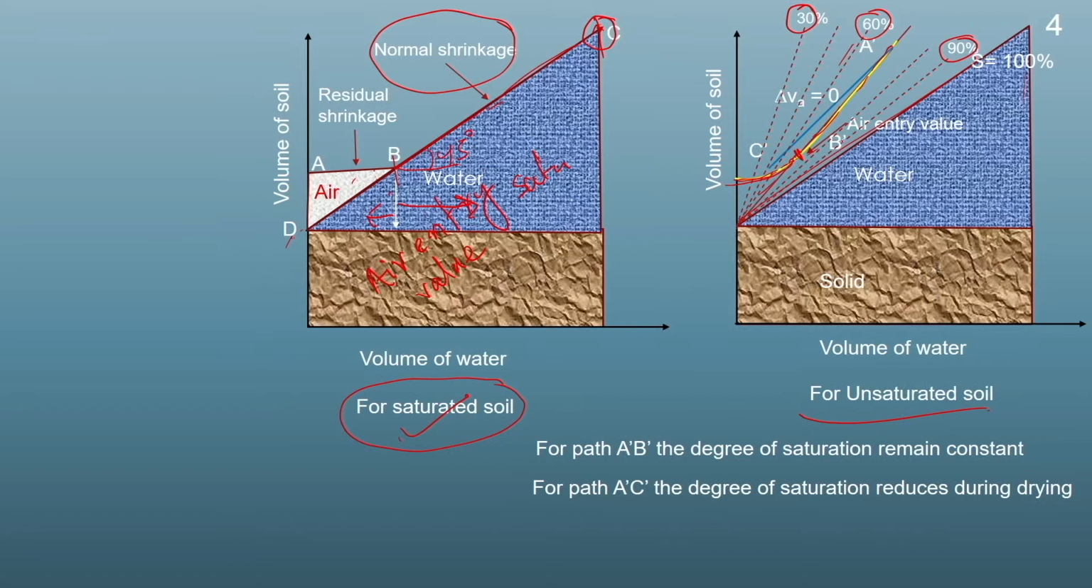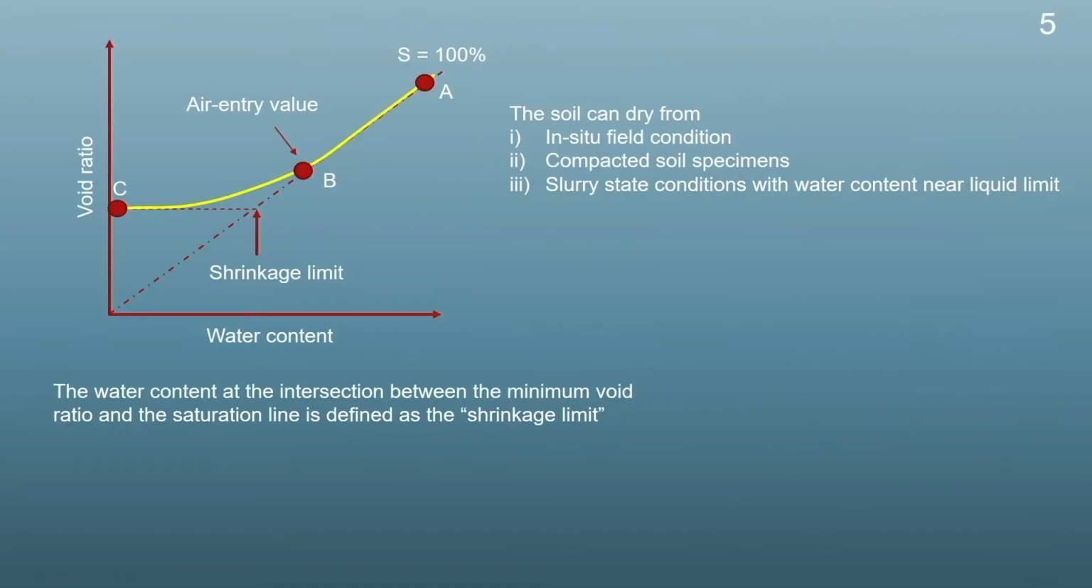So in this path, the unsaturation can take place in two ways. Path A dash and B dash will be obtained if we keep the degree of saturation constant throughout the drying. The path A dash and C dash, this blue line, will be obtained if the degree of saturation is reduced during drying. So I will explain this again in the next slide. So this is how a shrinkage curve looks.